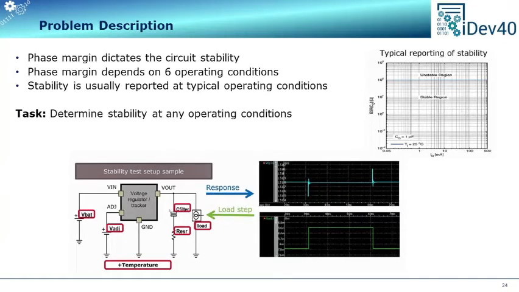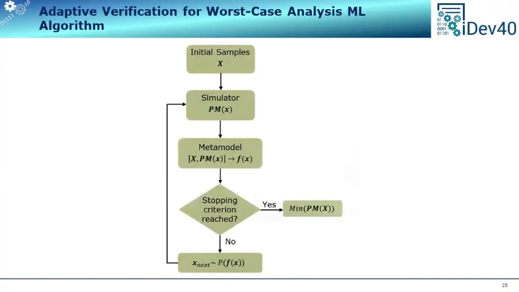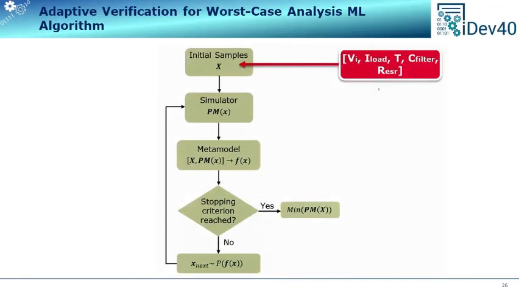What we want to achieve with our approach is to determine the stability of the voltage regulator at any combination of operating conditions for all 6 parameters. The adaptive verification algorithm for worst-case analysis starts with a predefined uniform distribution of input parameters combinations represented as a matrix X. Each column represents a VI, iLoad, T, C-filter, and R, ESR variables combination, meaning load current, input voltage, external capacitor, its parasitic resistance, and the temperature.